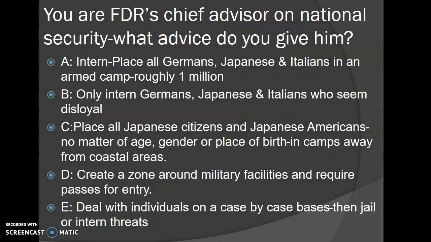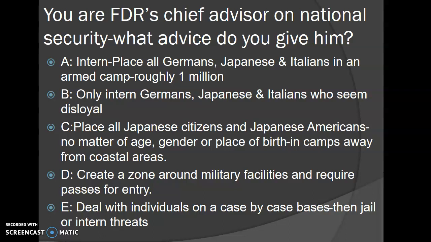All right, so here are the options you have for FDR, right? Option A, place all Germans, Japanese, and Italians in an armed camp, roughly 1 million people. That's a lot of people. B, only intern Germans, Japanese, Italians who seem disloyal. C, place all Japanese citizens and Japanese Americans, no matter of age, gender, or place of birth, in camps away from coastal areas. D, create a zone around military facilities and require passes for entry.